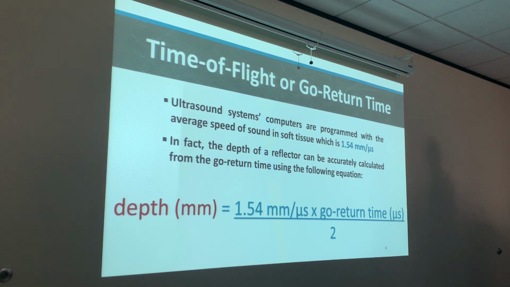So, the question about TOF: remember I said that's another word for go and return time. That's good that you pointed that out. Time of flight and go and return time are synonymous terms. So, no, that's actually perfect.